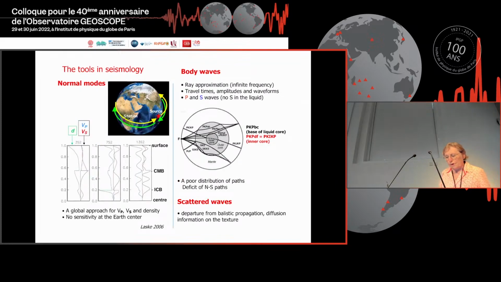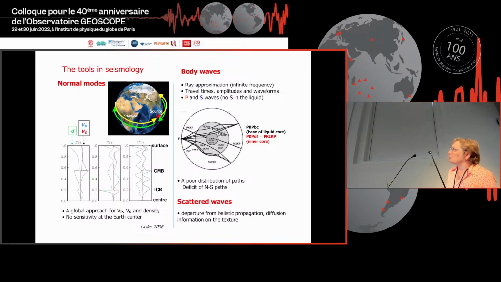So what are the tools we have? First, the normal modes we were speaking about. What is interesting for the core is that normal modes give access to the globality of the core, and they detect the shear velocity, which is really difficult to see with body waves. In particular, with modes it is evident that the inner core is rigid. Also, they allow us to reach the density of the liquid core, and they give strong arguments in favor of the fact that light elements must be included in the liquid core.